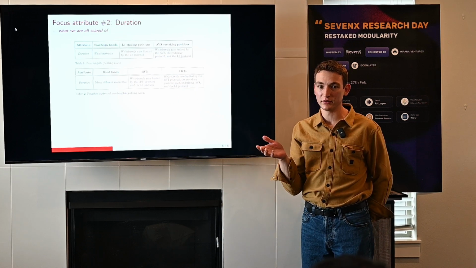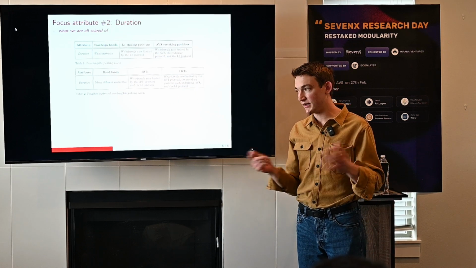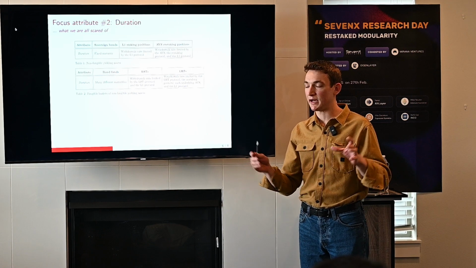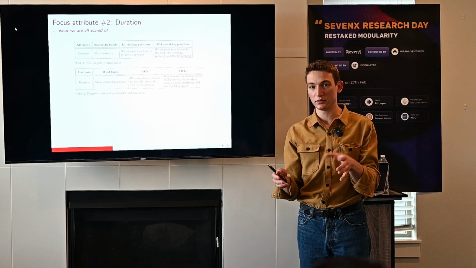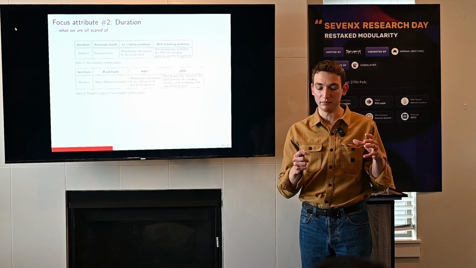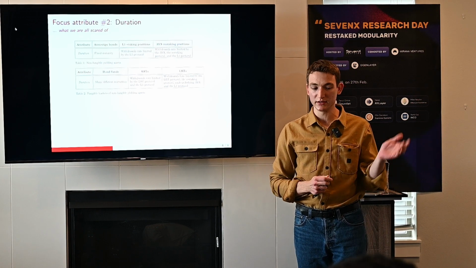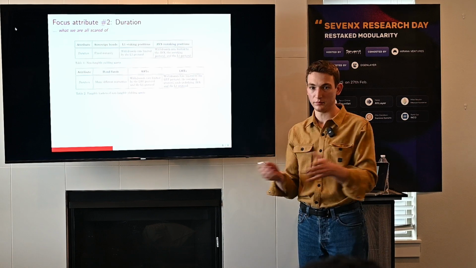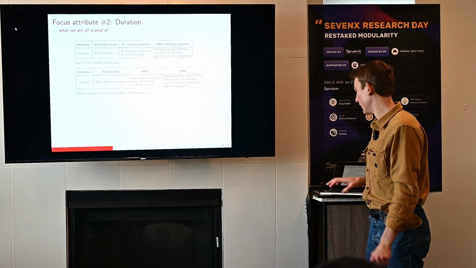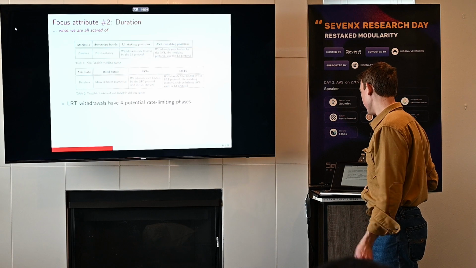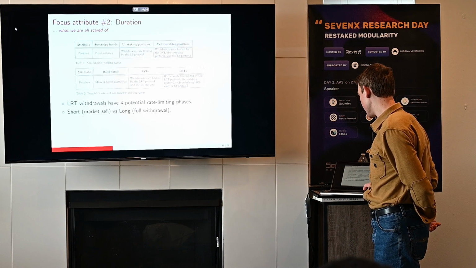And as I mentioned before, LSTs and LRTs have to decide how much of the capital they deploy versus keeping some available for withdrawals, and that will probably get exhausted very quickly in the case of a mass rush for the exit. And I think I'll talk about 4 potential rate limiting phases.